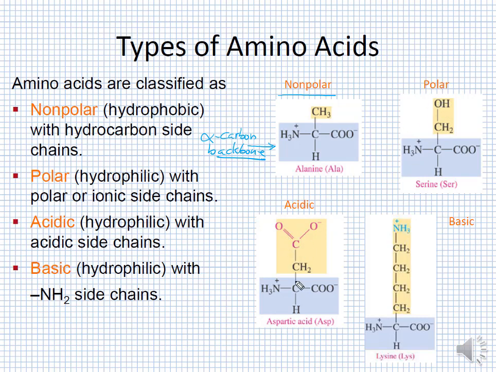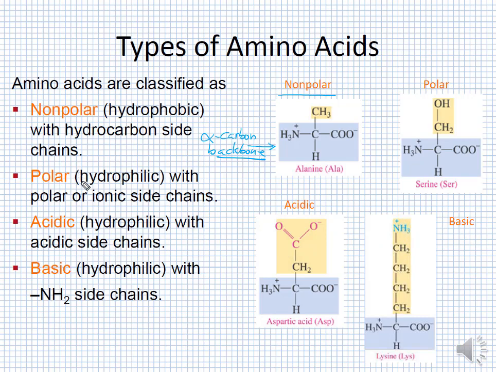Some are acidic. Here's the alpha carbon backbone. Here's our alpha carbon. This is the carboxylate. We have another carboxylate here. So the side chain also has an acid, so it's an acidic side chain. And then some are basic, right? So we have an amine on the side chain. So you don't have to memorize the names or the structures.